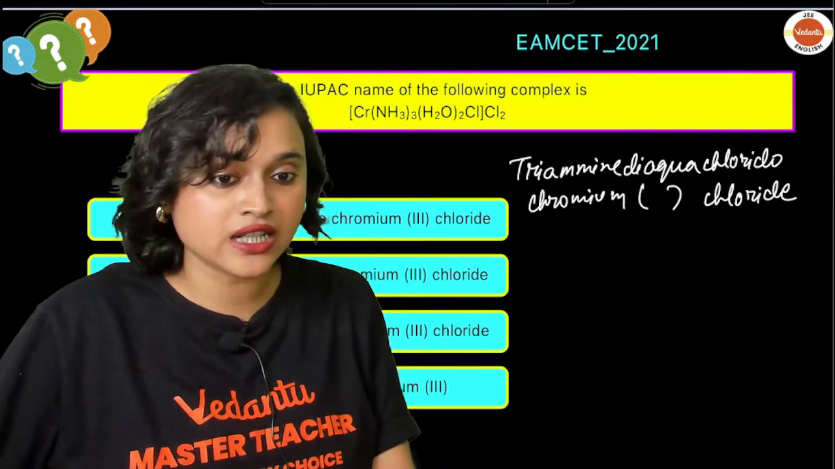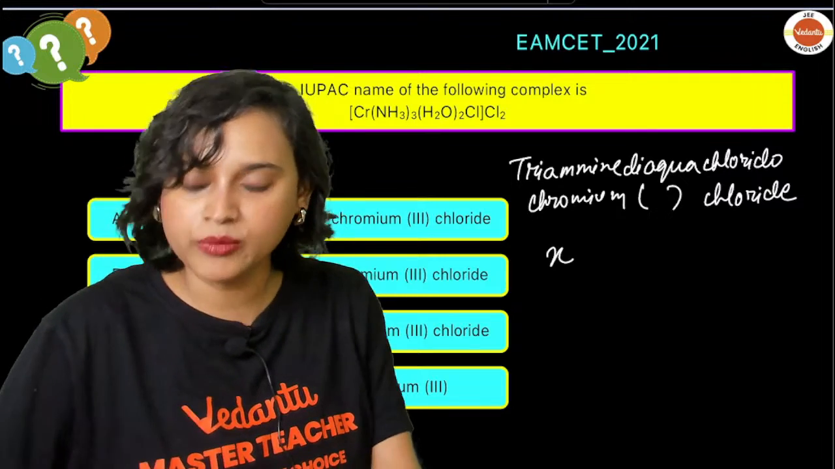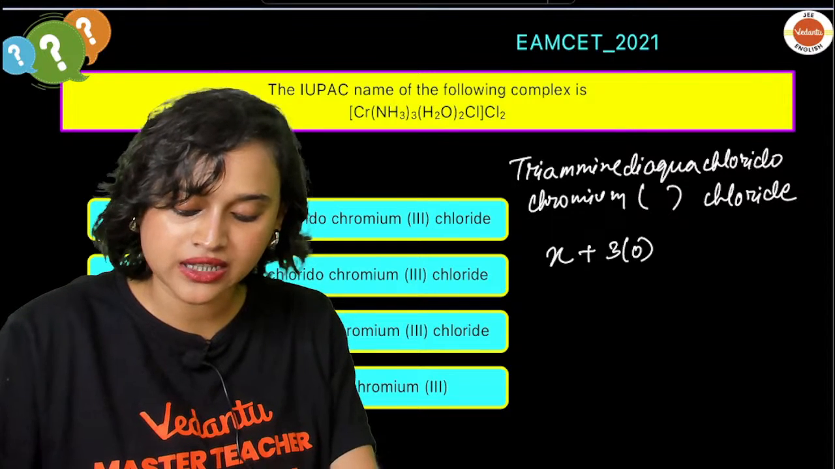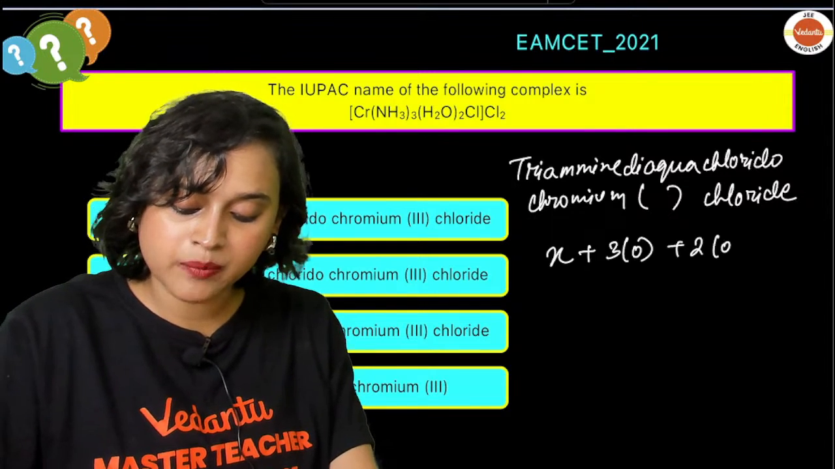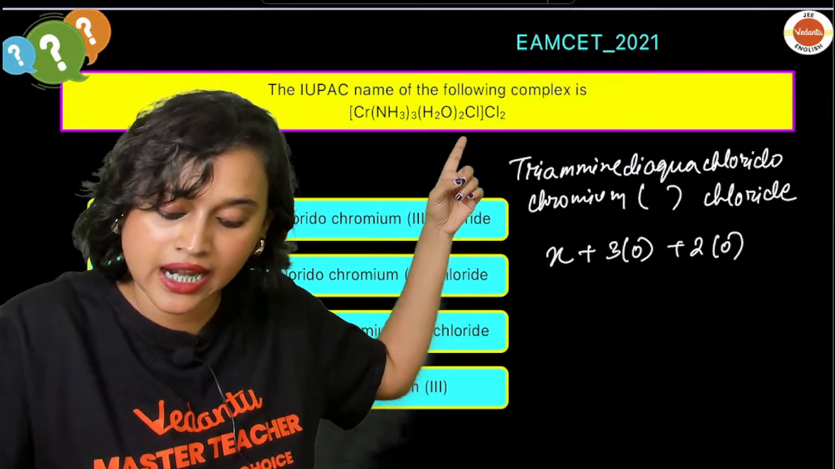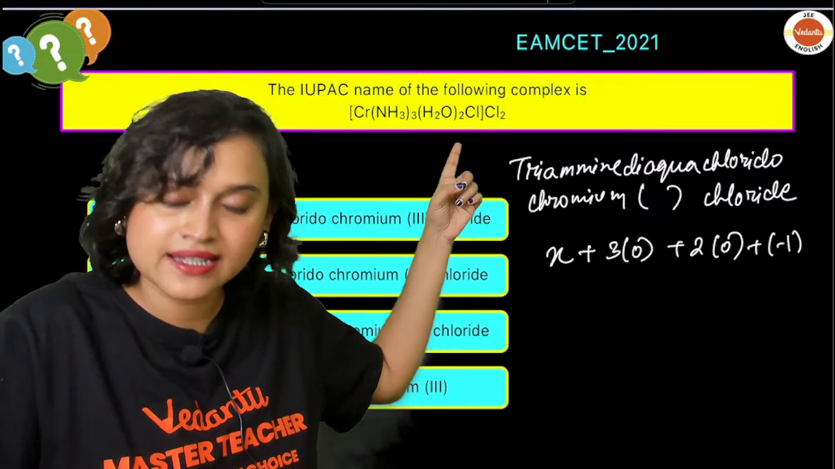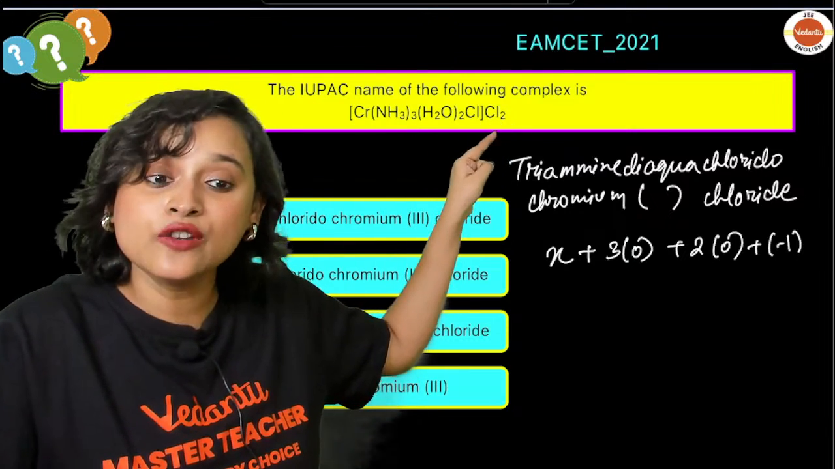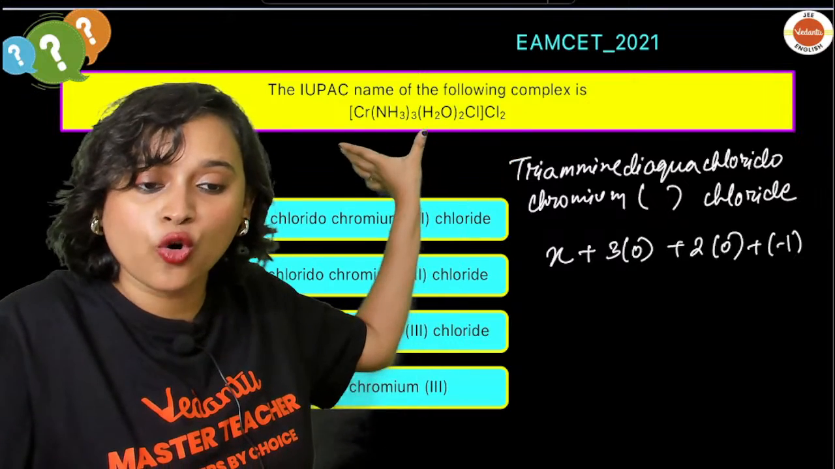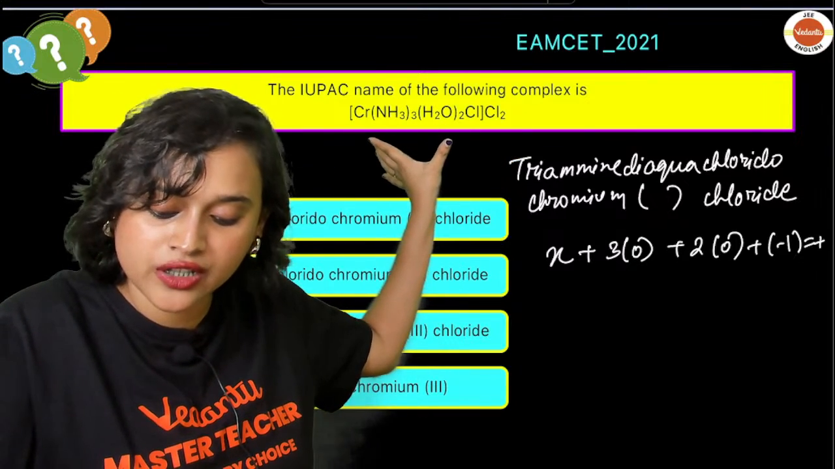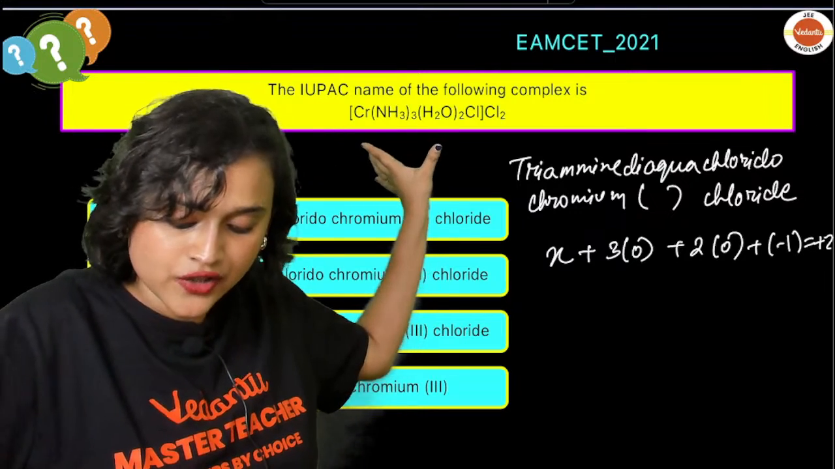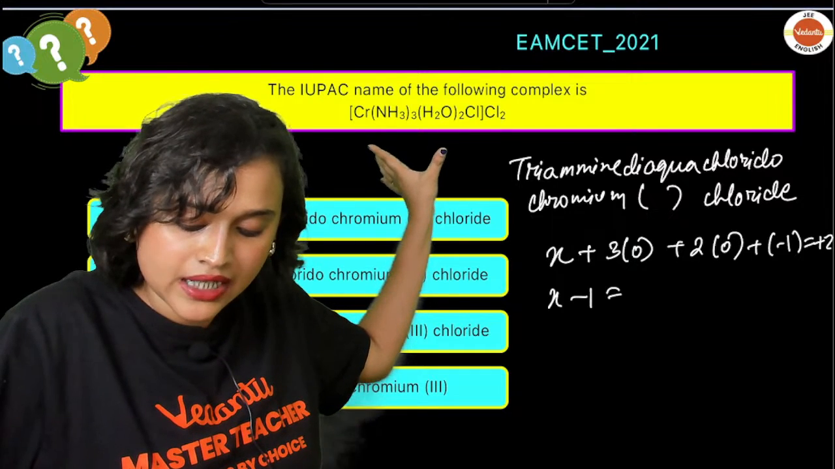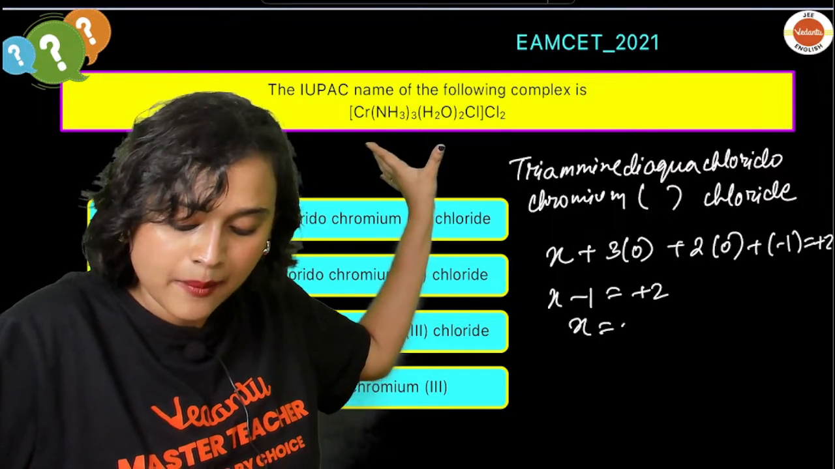Now let's find the oxidation state. For chromium, X plus NH3 is a neutral ligand, so 3 multiplied by 0, plus 2 multiplied by 0 because water is also a neutral ligand, plus minus 1, since Cl has minus 1. Outside, Cl2 will have minus 2 charge. That means the whole coordination complex will have plus 2 charge. So 3 zeros are 0, 2 zeros are 0, X minus 1 is equal to plus 2. So X is plus 3.